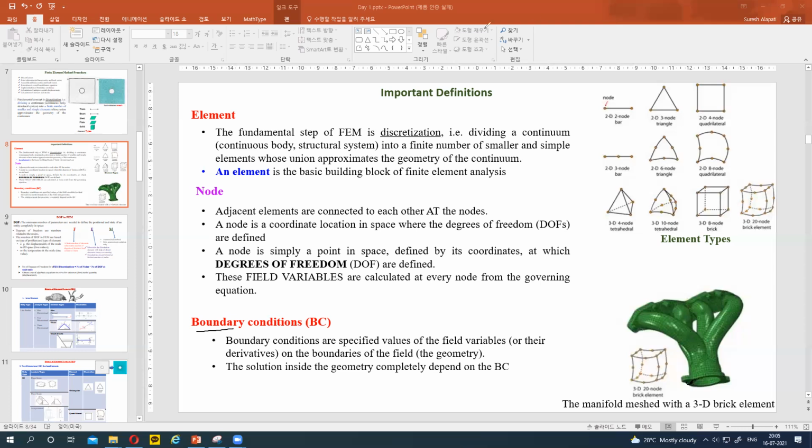The solution inside the geometry depends completely on the boundary conditions and the type of material. If the boundary conditions you specified are wrong, you will get a wrong solution inside. Suppose here instead of fixed support we use another boundary condition; you will get a wrong result. So you should specify the correct boundary condition based on the situation. Boundary conditions change based on the situation. So that is the boundary condition.